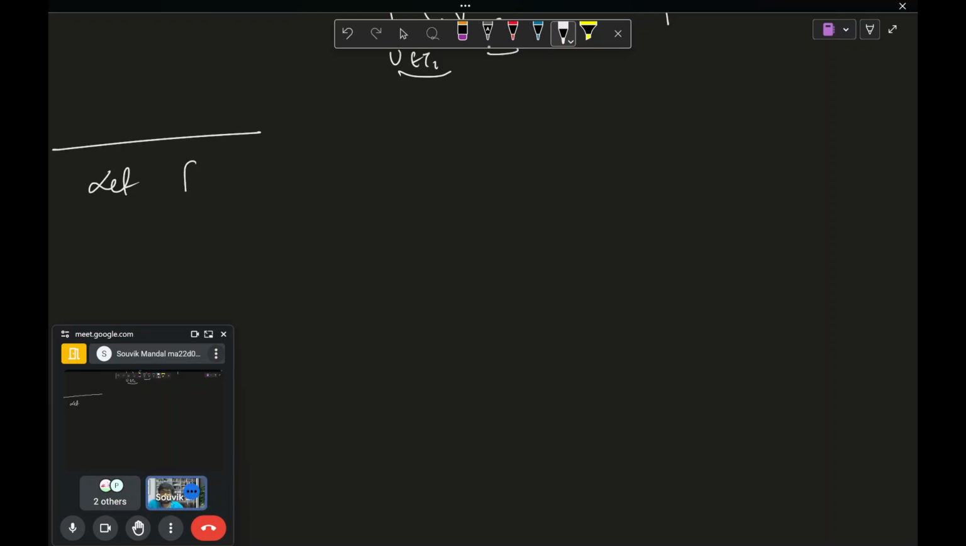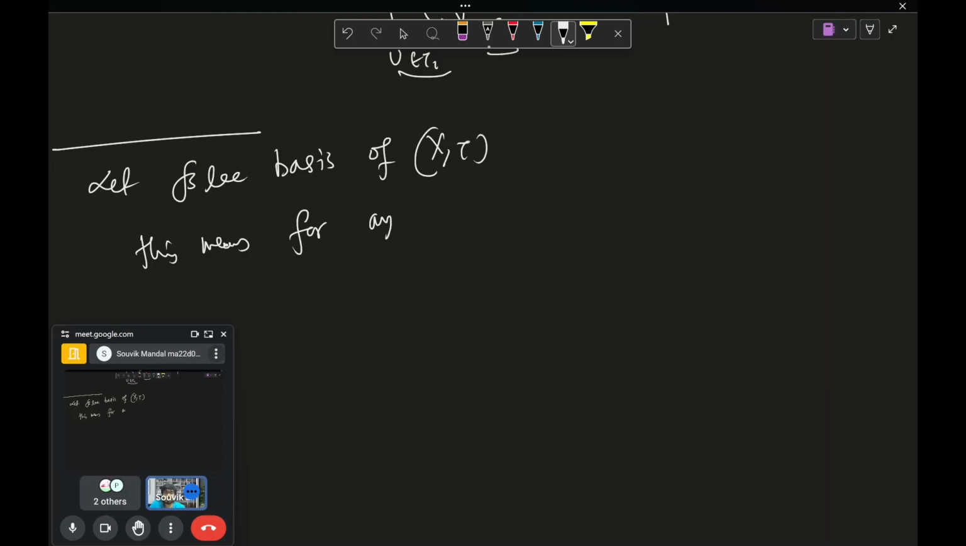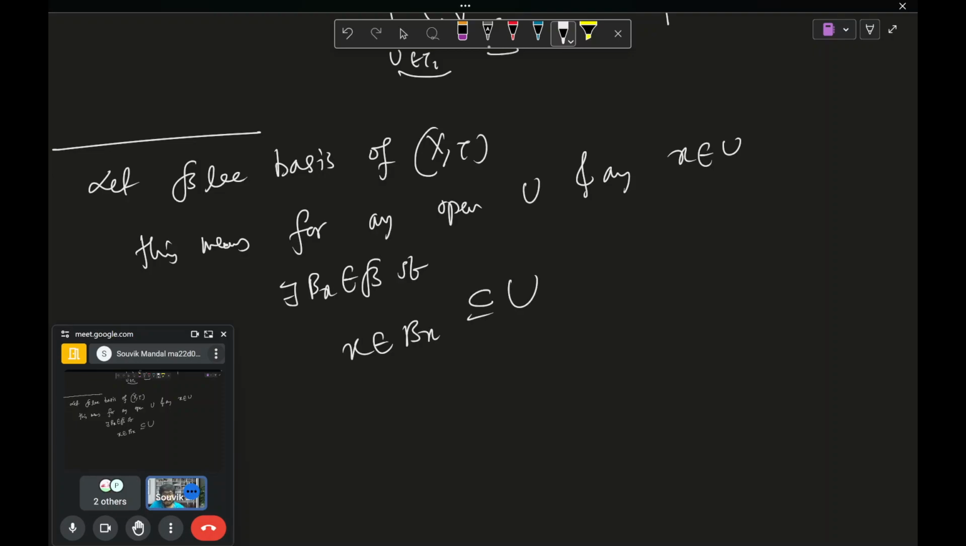So let beta be a basis of X. This means, for any open set U and any x belonging to U, there exists a basis element beta_x such that x belongs to beta_x subset of U. Correct? This comes directly from the definition of basis itself. So this is by basis. This is what we mean usually.